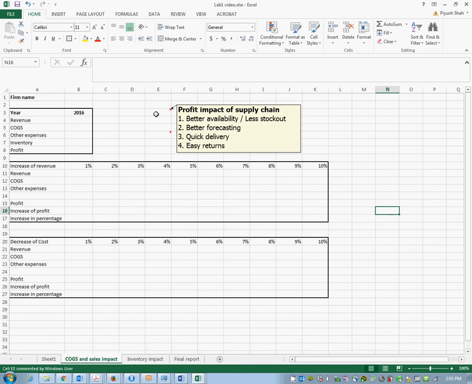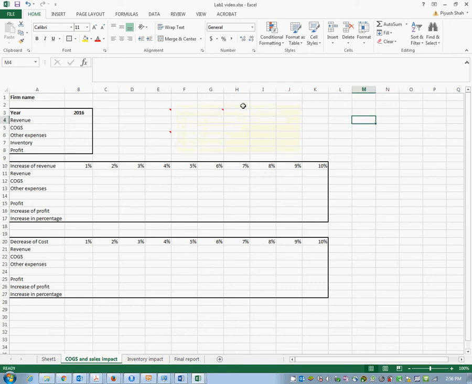So, the profit can improve, the sales can improve by increasing availability, maybe because of better forecasting. The products are available more on the shelf and the customers want it. Companies like Amazon promising 2-hour deliveries, the products reach faster and consumers order more. Some other places make returns easy, so people have lesser risk and they buy more.